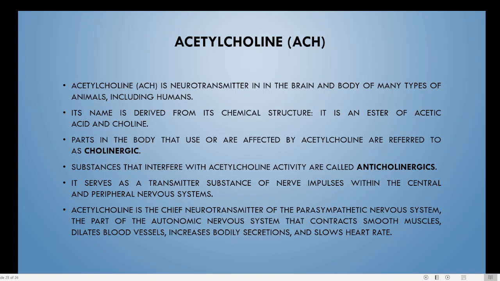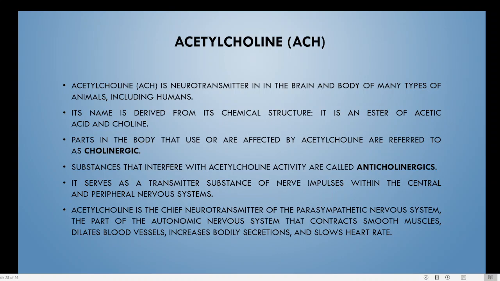So in the case of acetylcholine, it is a neurotransmitter for both the central nervous system as well as the peripheral nervous system. Then it is the chief neurotransmitter of the parasympathetic nervous system. There are two divisions of the nervous system: one is the sympathetic nervous system and the other is the parasympathetic nervous system. They work in an opposite manner. If the sympathetic is increasing in activity, the parasympathetic may be decreasing that activity. So that is also a type of nervous system.